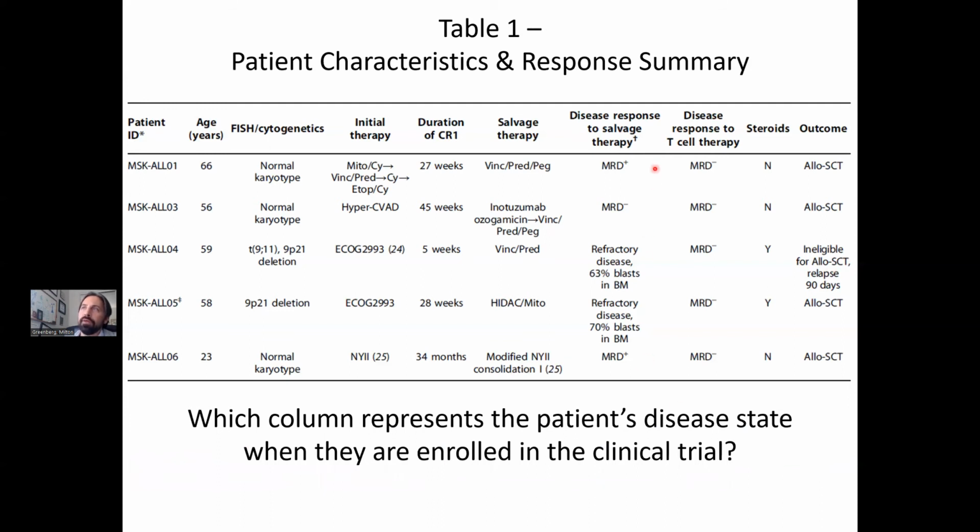Oh, okay. So I guess I had that again. So anyways, table 1, patient characteristics and response summary. Which column represents the patient's disease state when they are enrolled in the clinical trial? It's going to be here. So the disease response to the salvage therapy is right here. And then they enter the clinical trial.